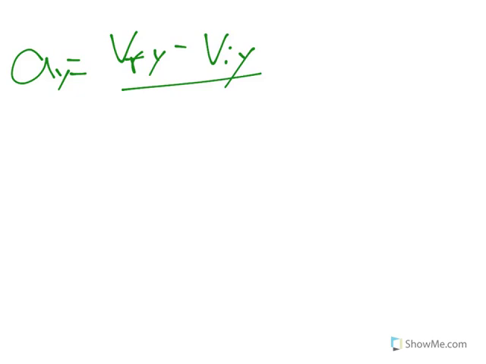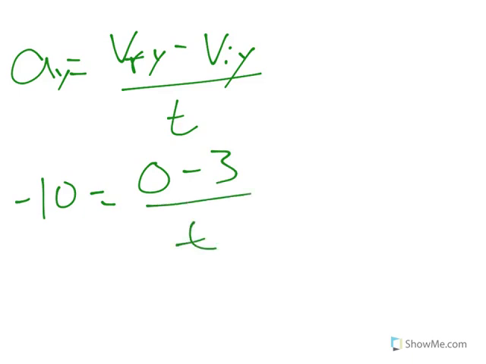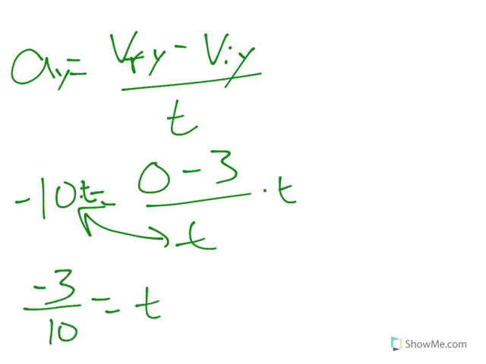So, the acceleration in the y equals the final velocity in the y minus the initial velocity in the y divided by time. Solving for time, we would do negative 10 equals 0 minus 3 divided by t. Then switch the t and the 10 by multiplying the t up and dividing by the 10, and we get negative 3 divided by 10 equals t. So not negative 3, I'm sorry, positive 3, so we end up getting 0.3 seconds equals t.